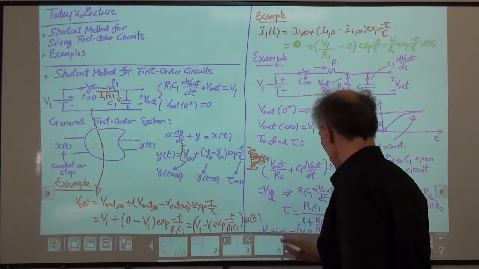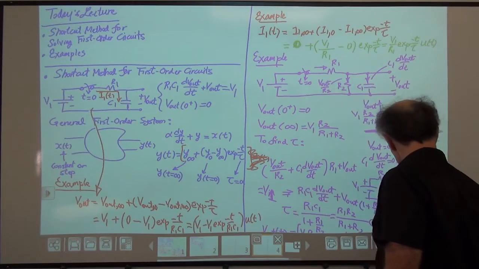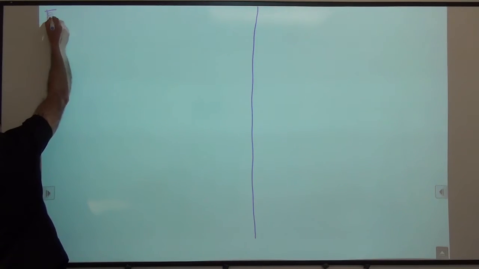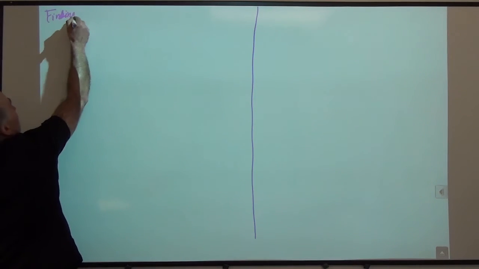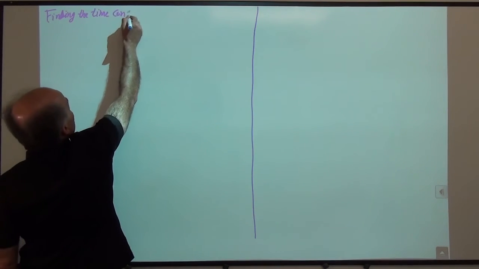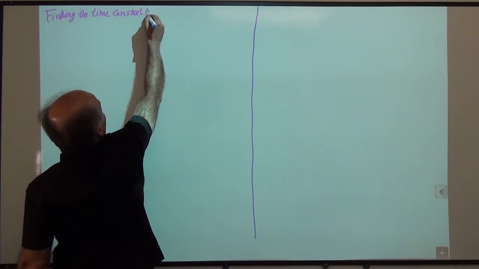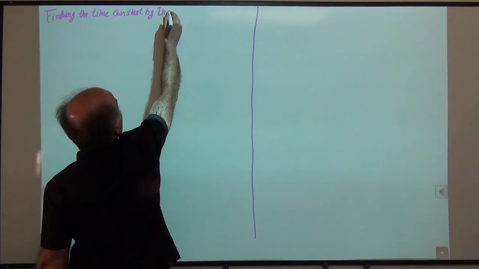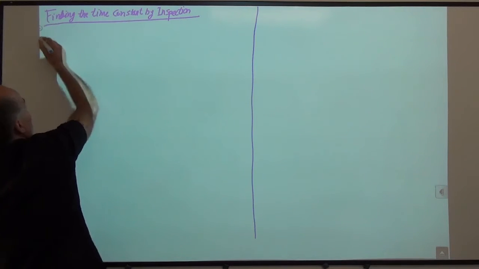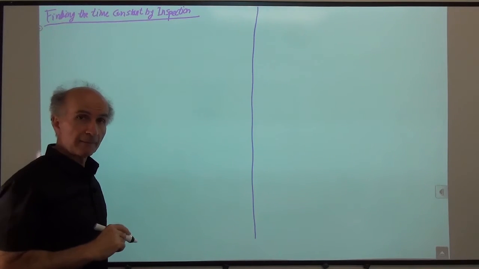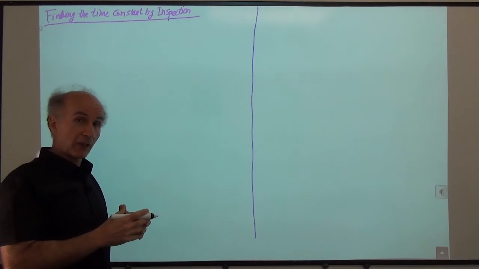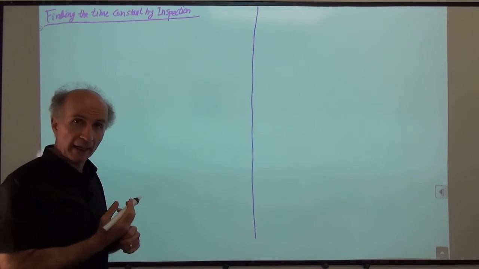Okay, so we go to page 4 here. Finding the time constant by inspection. I will show you a method. It's pretty straightforward and very easy. This is always for first order systems, but in any case, it's really for first order systems that we can define a time constant. So these go hand in hand.